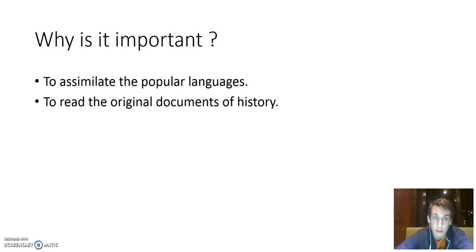And in order to read original documents of history, Latin is important because, as you saw in the previous slide, Latin had a big influence on European geography. So it means a large amount of information was produced in Europe during history, and to assimilate this information and to investigate the original documents, we need to learn Latin.